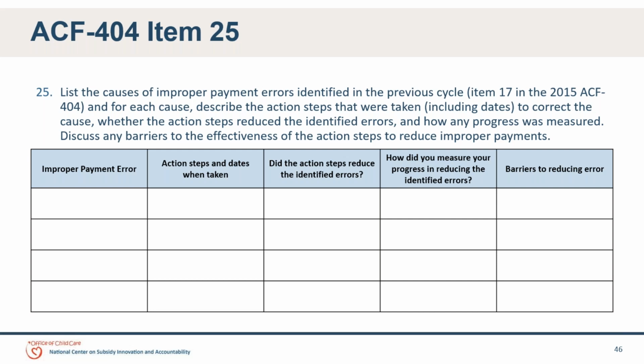And another little tidbit of information for this one, for those that were around for the last cycle submission: this is the same question that was asked in the last cycle, but there's just a different format to gather the responses. So OCC has been getting a lot more questions related to how states are reducing errors. So the table was updated just to continue to capture the information, but in a slightly different way.